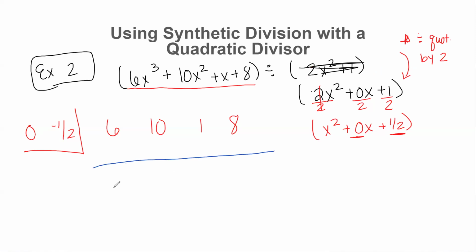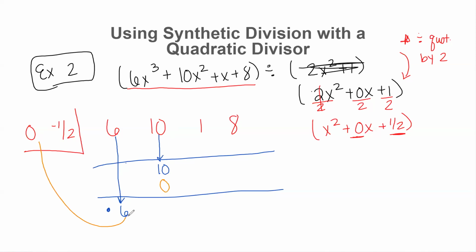Okay. Set it up with your double lines. Drop all the way down. Drop halfway down. Only multiply at the very bottom. So you're going to do 6 times 0 in the next column, 6 times negative half in the next column. Add, add. Only on the bottom is your multiplier.